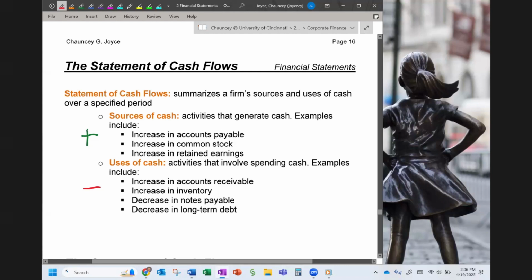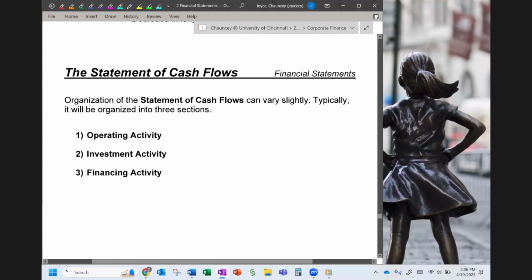We organize the statement of cash flows into 3 sections. The first is operating activities. That's your normal day-to-day things. Investing activities, those are things like buying and selling long-term assets. And then financing, that relates to the right-hand side of the balance sheet, cash flows to creditors or equity.